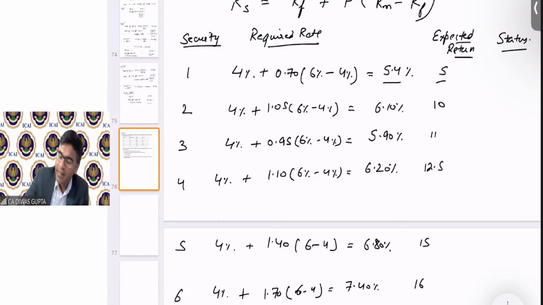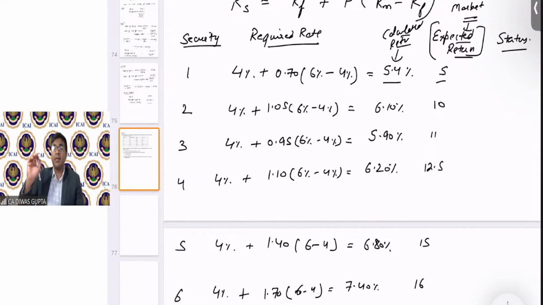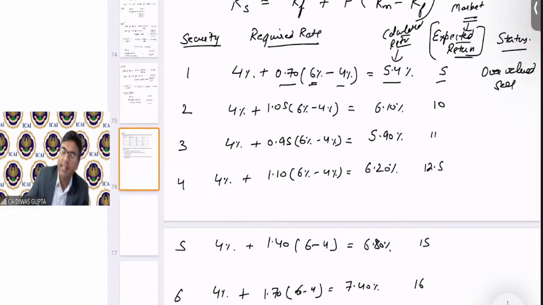See, students, this expected return, you assume that in market, this is the return that is going on. And this is what the calculated return is. My calculated return says that I should at least get 5.4. Then only this beta, this risk-free rate and market rate of return makes sense. Yes, it is Jensen's alpha, Tanisha. So the status here is that it is overvalued. And I will sell this.